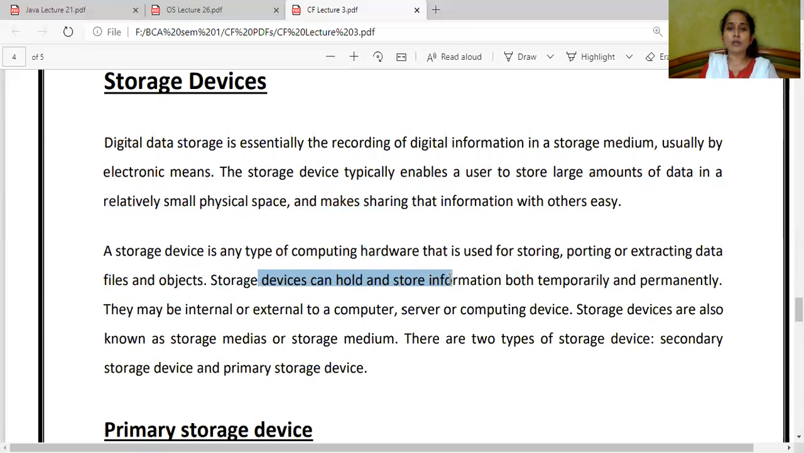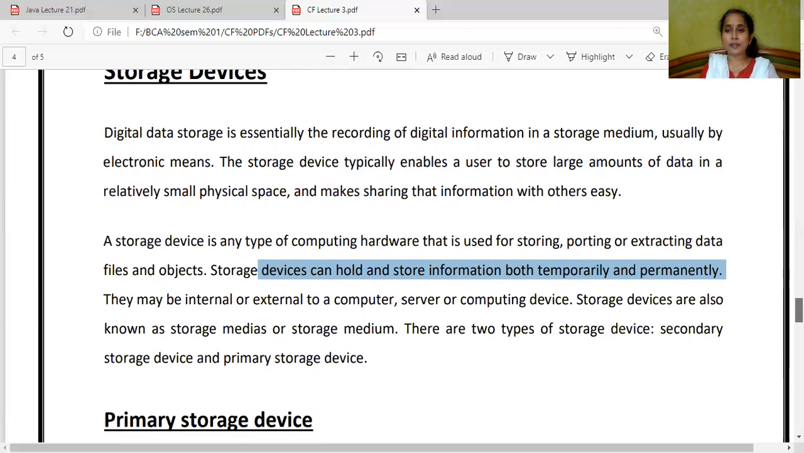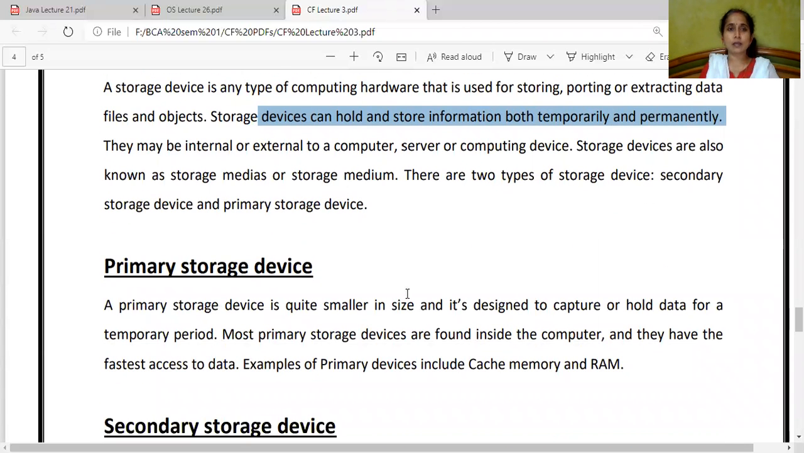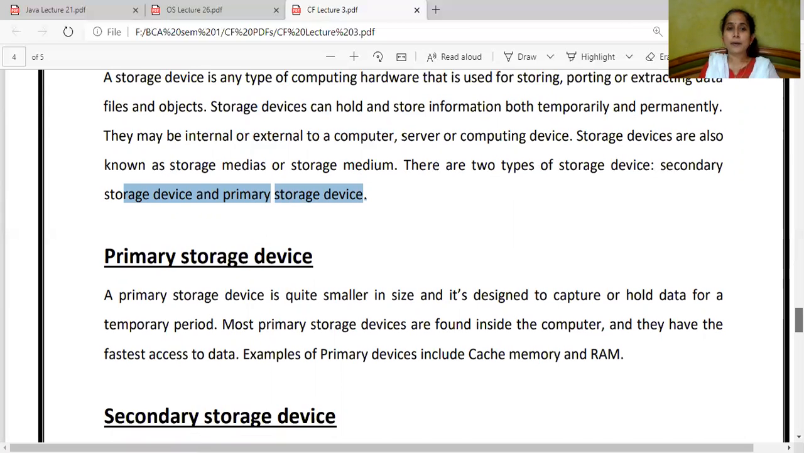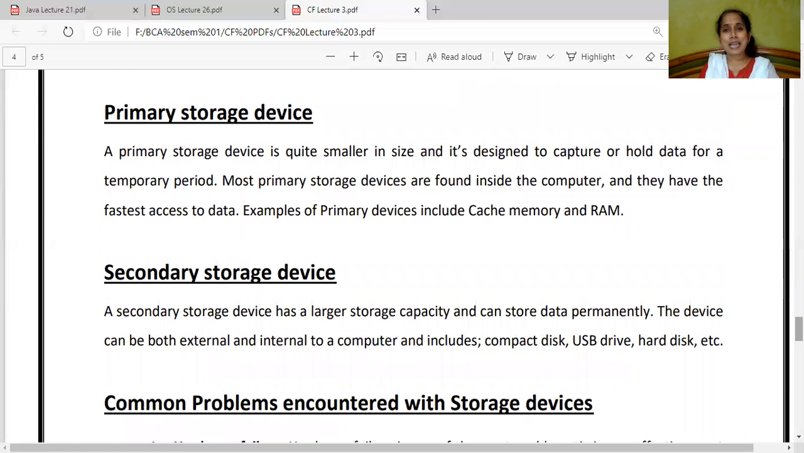Storage devices can hold and store information both temporarily and permanently. So दो category of storage devices होते हैं, temporary storage and permanent storage devices. They may be external or internal to the computer, or storage devices are also known as storage medium. There are two types of storage devices, primary and secondary storage device. Right? Primary storage, usually जो मेरी RAM और ROM होती है, which is internal to my system.